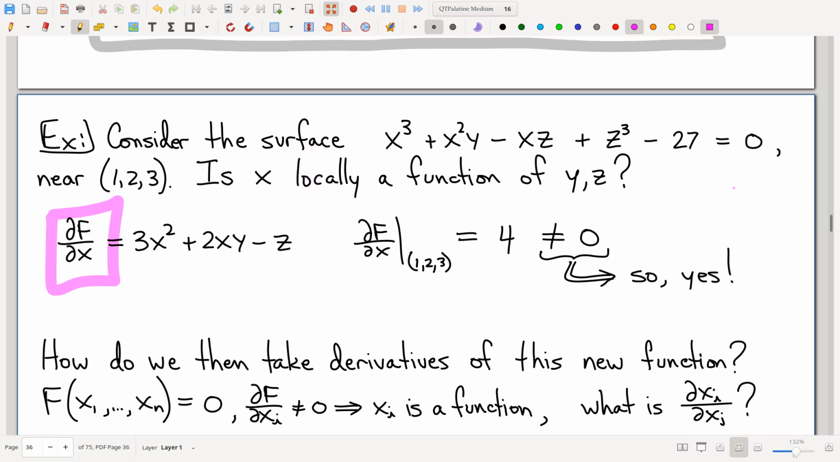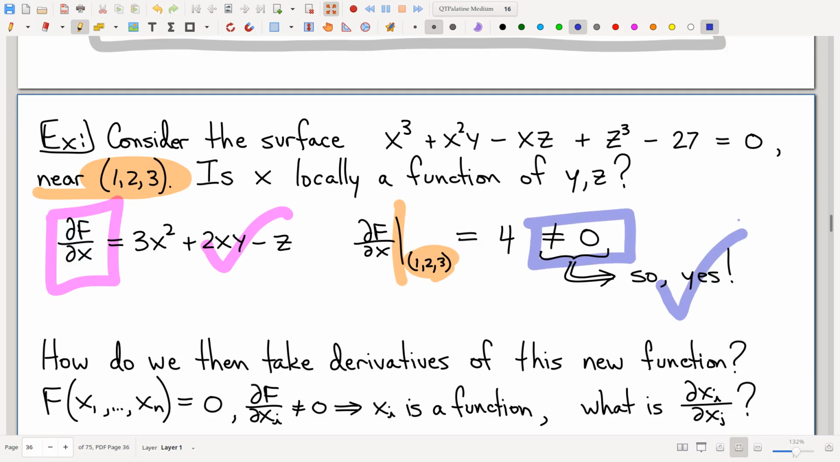It's all over but the shouting. It's an easy partial. Notice the question is asking about the point (1, 2, 3), so we plug in that point. Our answer is non-zero, so no problem, and the answer is, is x locally a function? Why, yes it is. Is that cool?